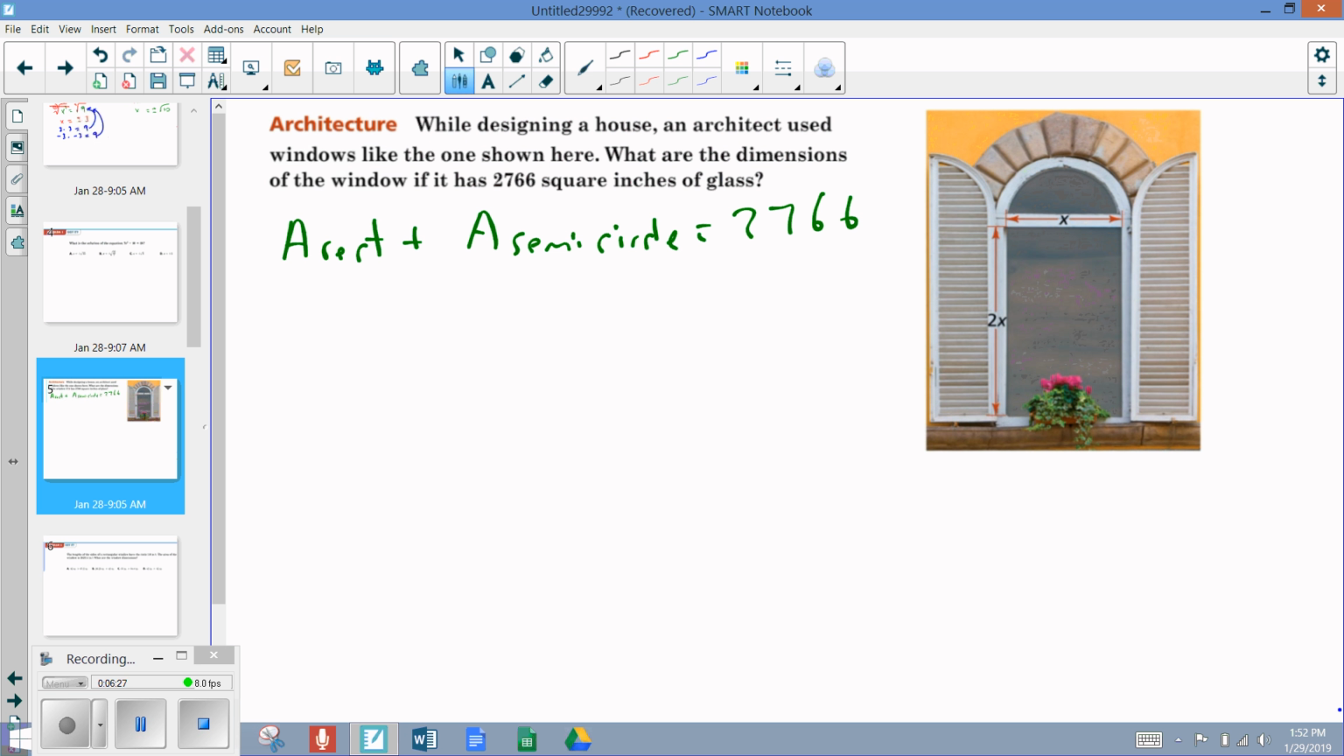Kiddos, what is the area of the rectangle? Is it 1 half? 4 over 3 pi times r cubed. No? So what is the area of the rectangle, guys? Length times width.